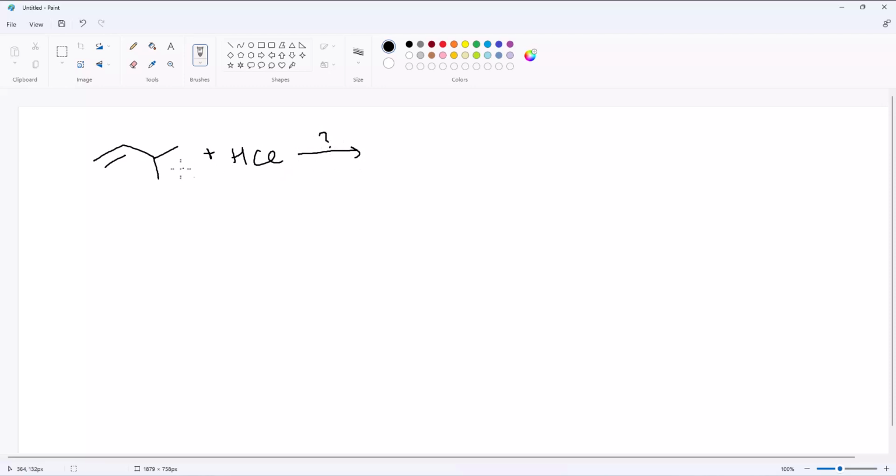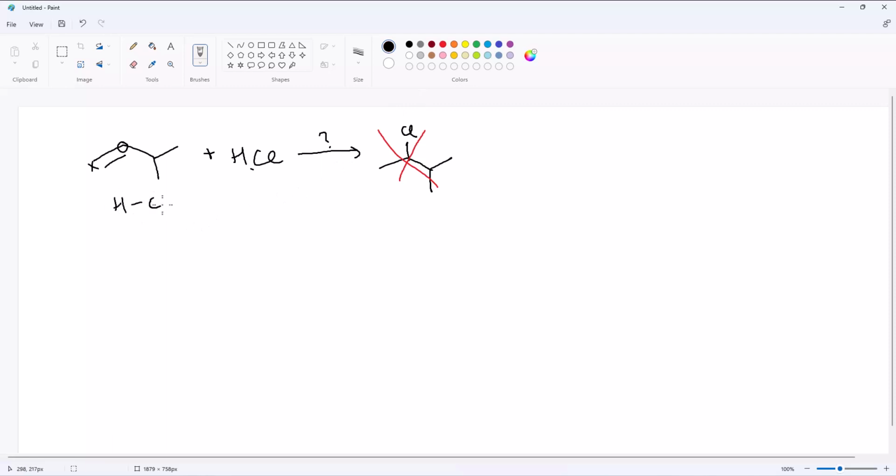Now, looking at this, we have an HX addition to an alkene. This is going to be a Markovnikov addition, so we expect the Cl to be at the more substituted secondary position versus the less substituted primary position. So if we weren't being careful, we would expect a substitution that looks like this. However, this is not the ultimate product, and if we examine the mechanism, we'll see why.